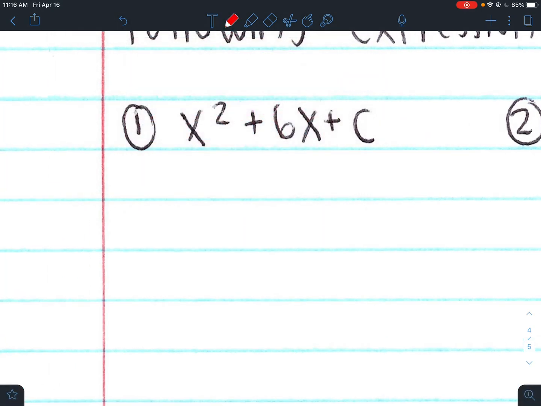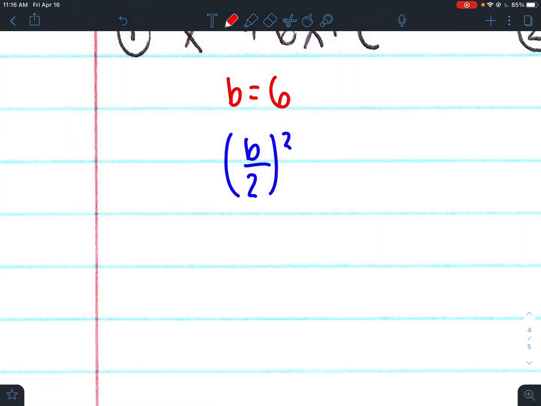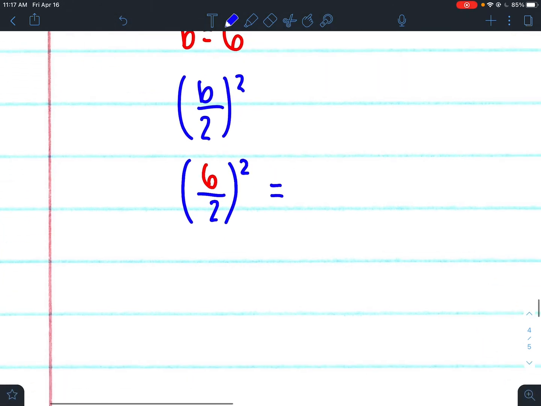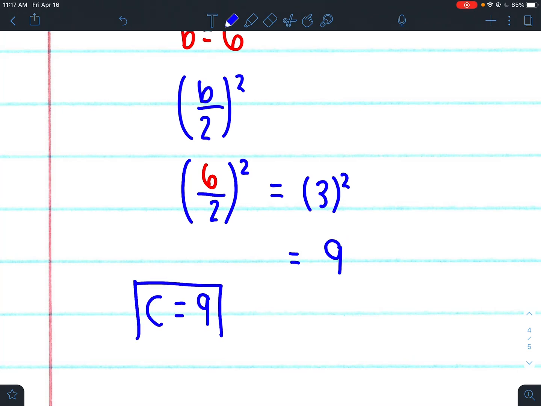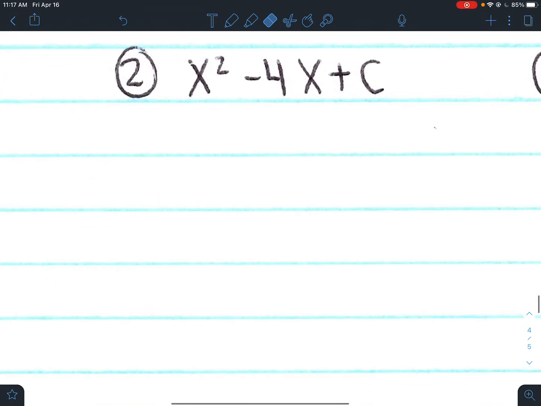So what is your b value in number 1? Your b value in number 1 is 6. We're going to do b divided by 2 squared. Right, we're going to use the formula. Well, your b here is 6, so we have 6 divided by 2 squared. Well, 6 divided by 2 is 3 squared, which is 9. So your c value that you want is 9. You want the c value to be 9 because if I put plus 9, then I know that the shortcut is x plus 3 squared when I factor it. So you're looking for that c value that makes it to where you can use the shortcut for factoring.